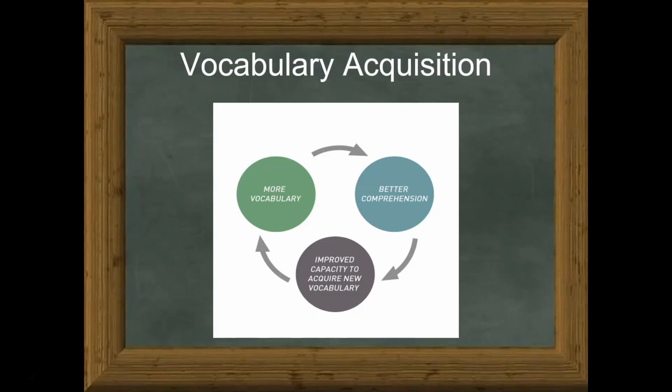So what you see here is the model of vocabulary instruction that we're going to be using today. Basically, this flow of instruction is never ending. And what this tells us is that when students have access to more vocabulary, they become more proficient at comprehension, thus giving them an improved capacity to acquire more vocabulary. We're going to take an in-depth look at this model today and learn how to put vocabulary acquisition into action.